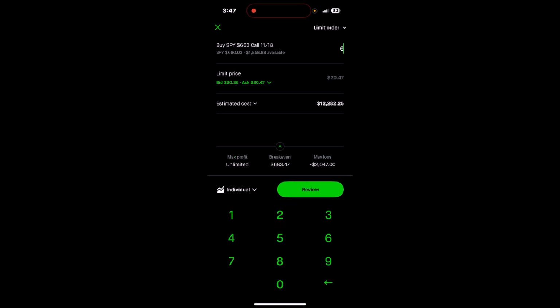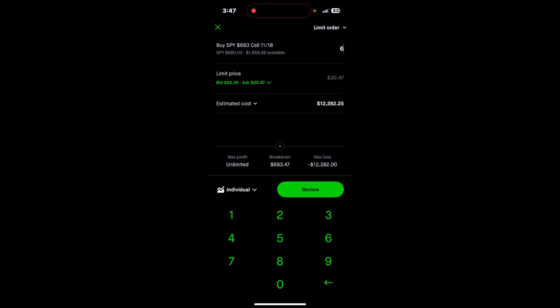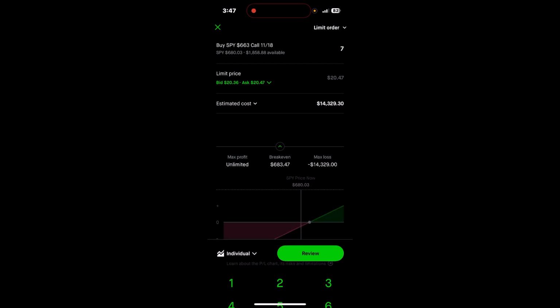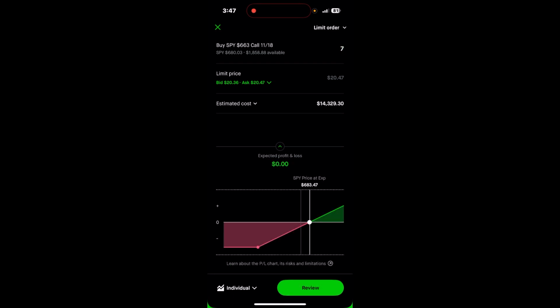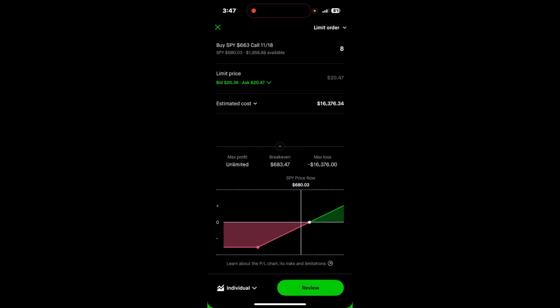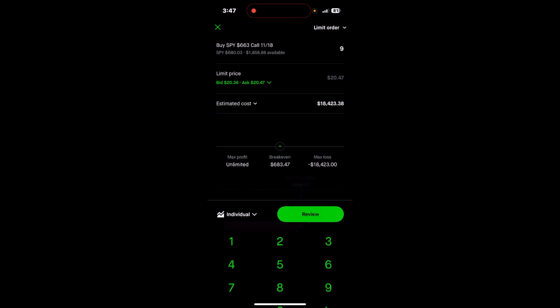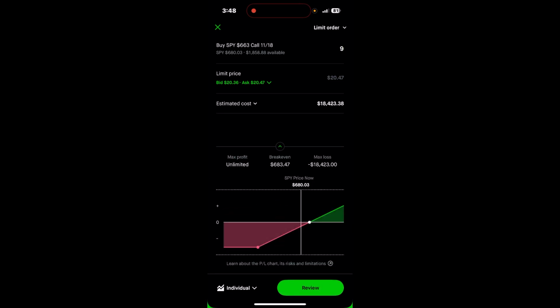And then you go to 6, and with 6 you make $600 for every dollar. And then you want to go to 7, and with 7, you're making $700 for every dollar. And you go to 8, and with 8, you're making $800 for every dollar. And then you go to 9, and with 9, you're making $900 for every dollar.